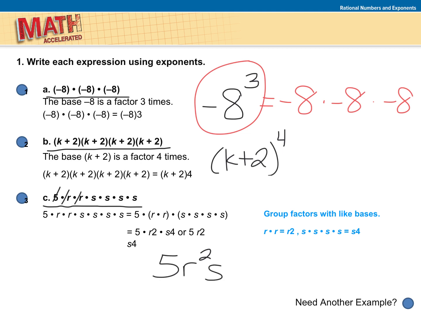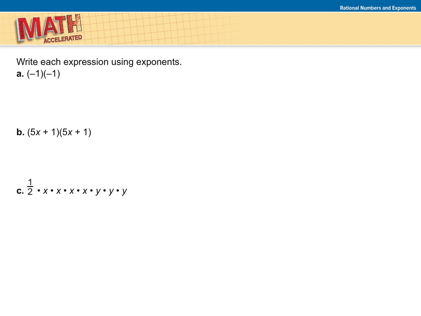S, and how many times does that show up? 4. Notice how I wrote my answer. Why did I write them right next to each other like that? Because it's still multiplication. You can put multiplication signs in here if you want to, like they do up here, but you can just write them next to each other also. Questions on these? I want you guys to try those next 3 on your own. So write each expression using exponents in simplest form. Try those 3.